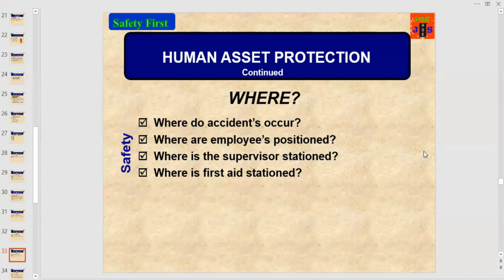The questions related to "where": Where do accidents occur? Where are employees positioned? Where is the supervisor station? And where is the first aider station?